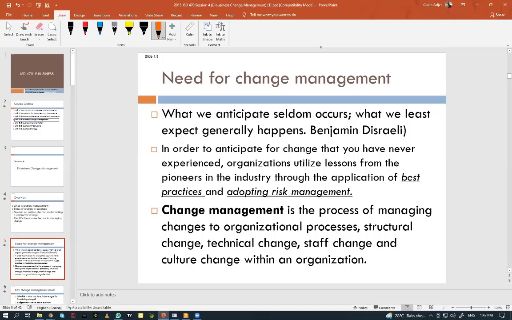Change management is the process of managing changes to organizational processes, the structural change, the technical change, the staff change, the culture change within an organization.